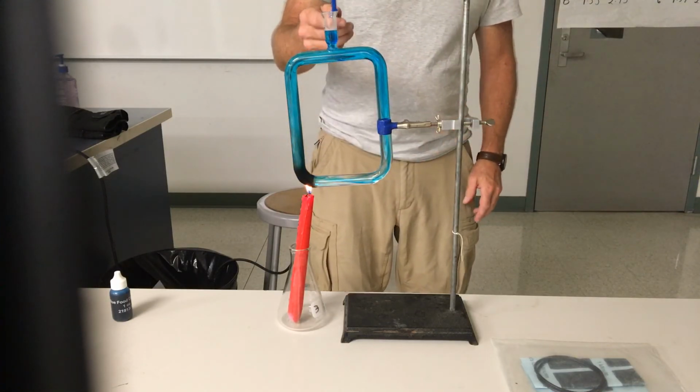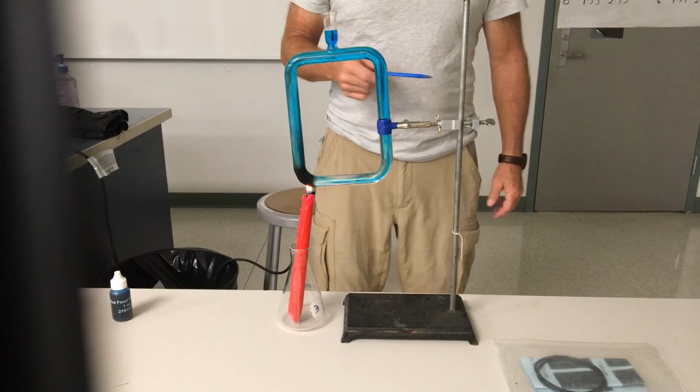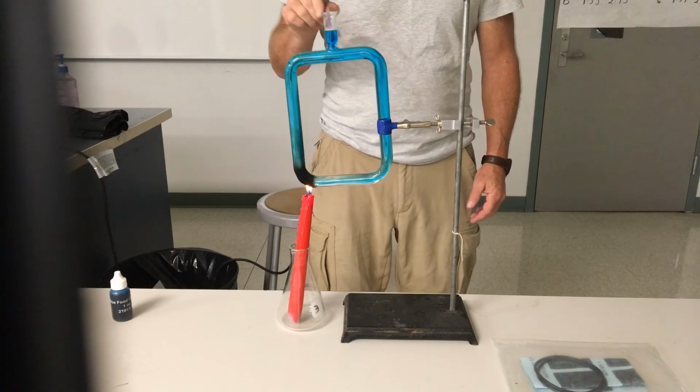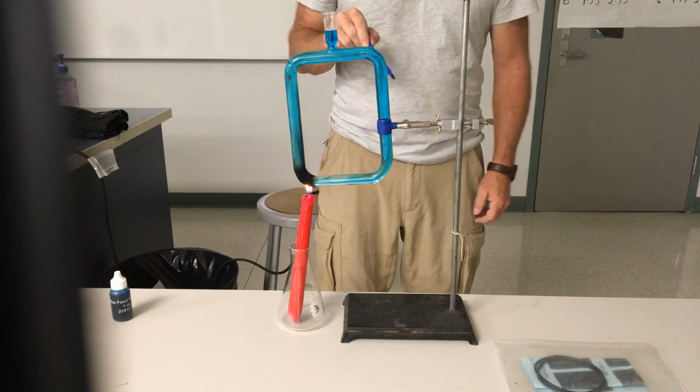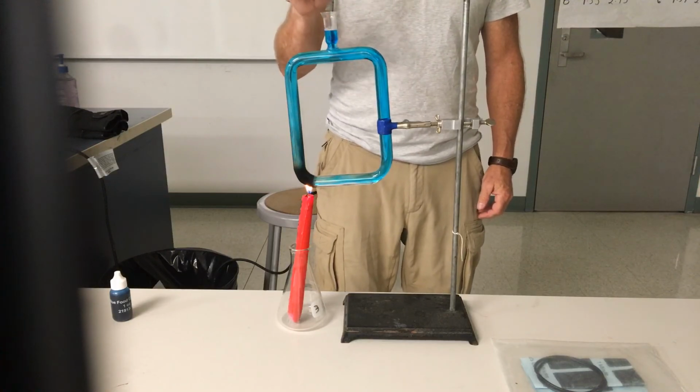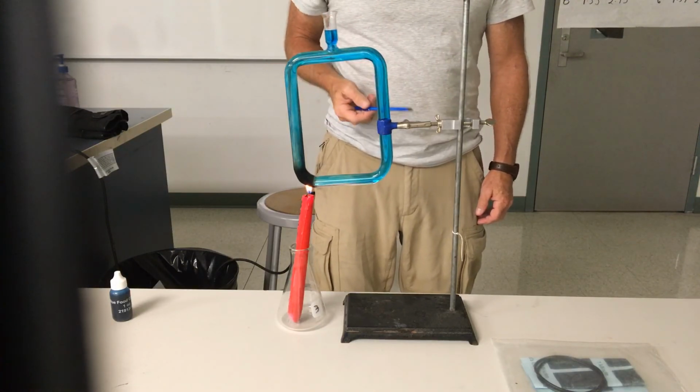So here is our second way in the universe that hot can get through cold. In solids, we have conduction. In liquids and gases, because of mobile molecules, we have convection.